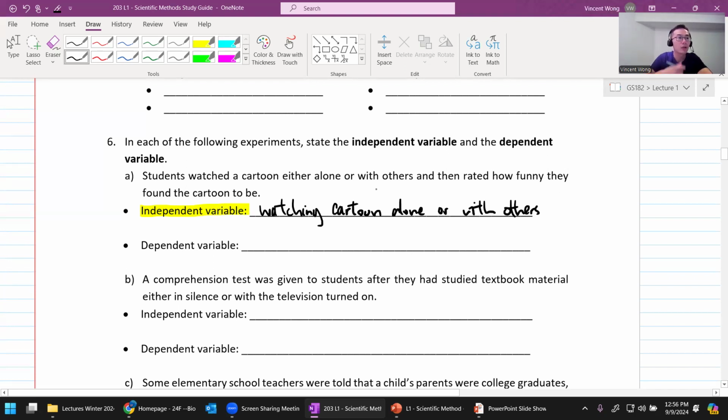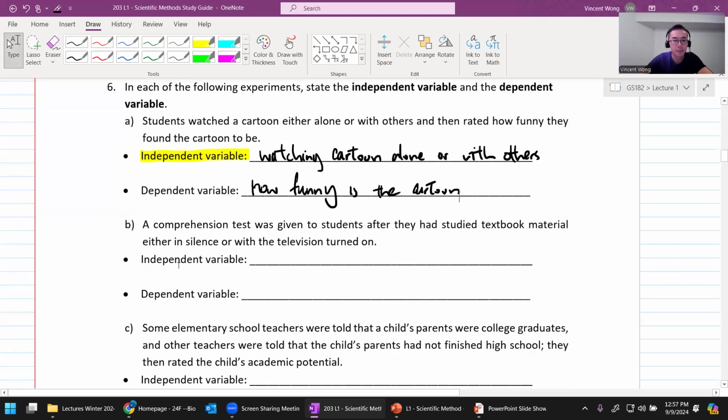Not so much how many people they are watching with. Okay, it's watching with others or by yourself, basically. And then the rating of how funny they found the cartoon to be, that would be the dependent variable, right? How funny is the cartoon? How about the second one? What would be the independent variable in that case?